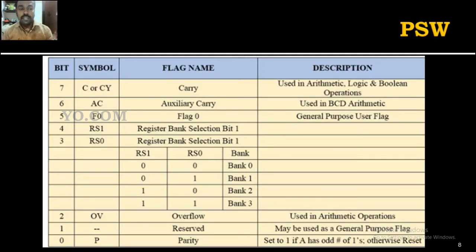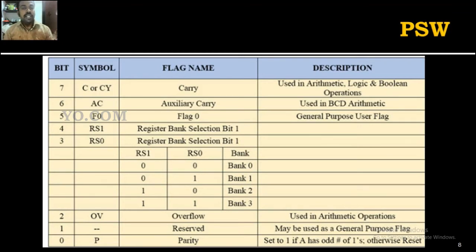See the operations of program status word. So first one, the carry flag, that is used in arithmetic and logical operation. Then auxiliary carry, that is also used in BCD arithmetic operations. Then F0, that is flag 0, that is used for general purpose or user flag. Then RS1 and RS0 used for register bank selection, bit 1 and bit 2.